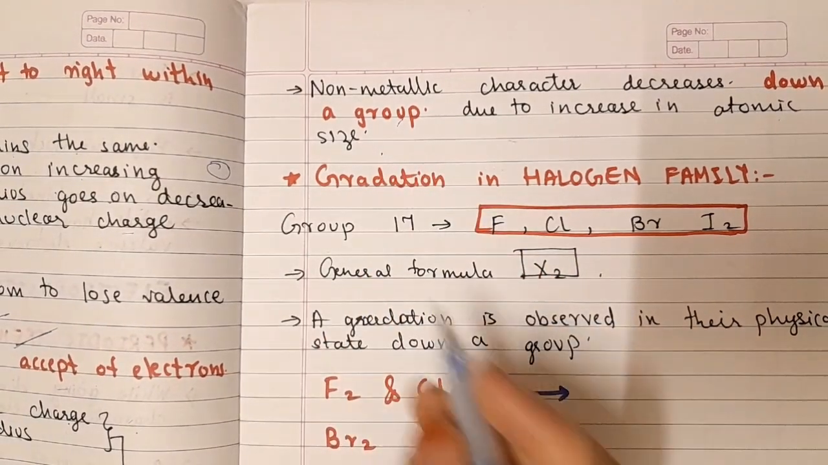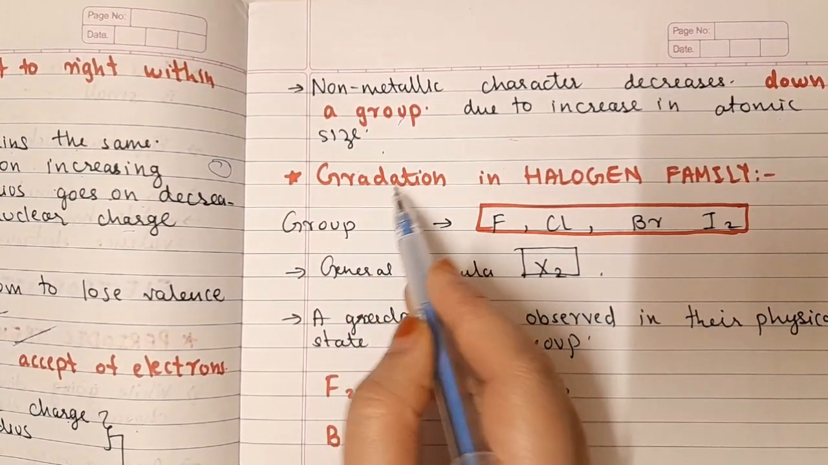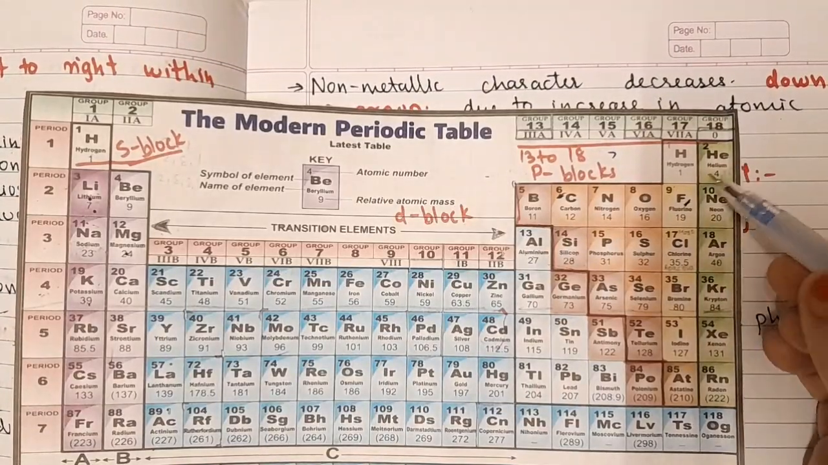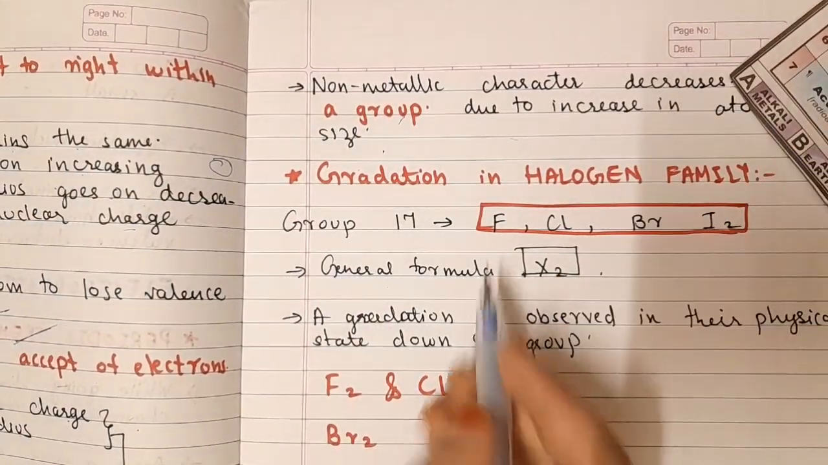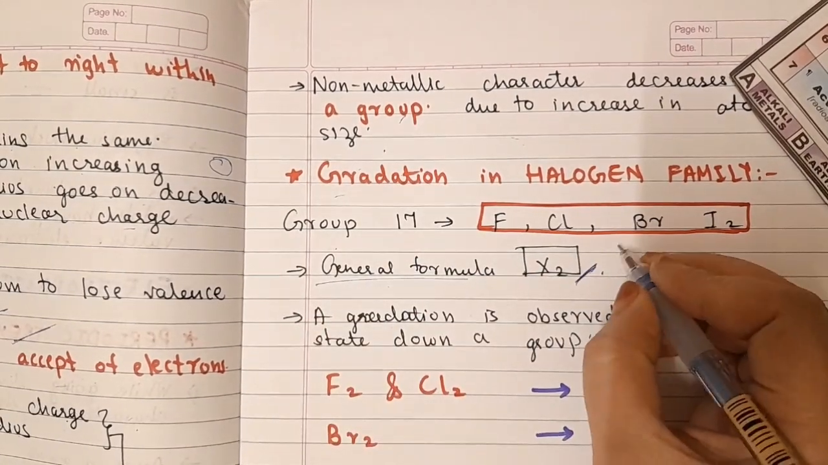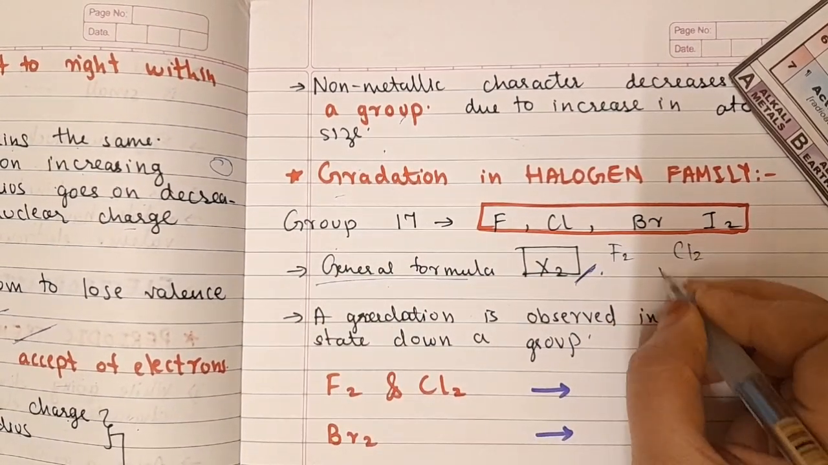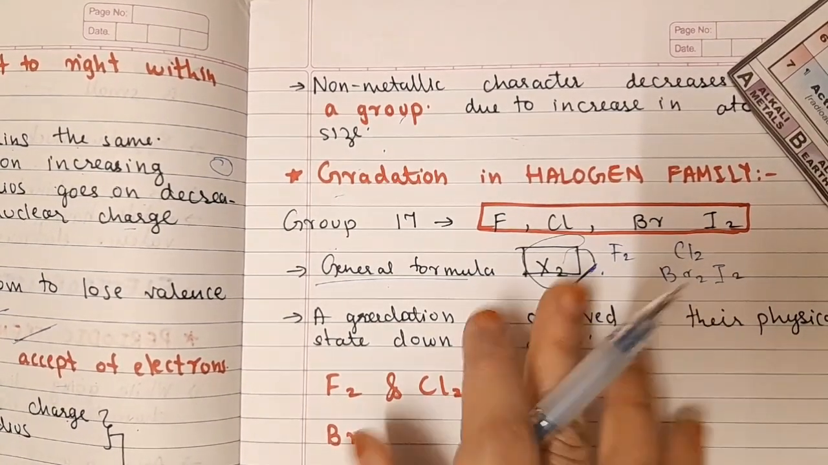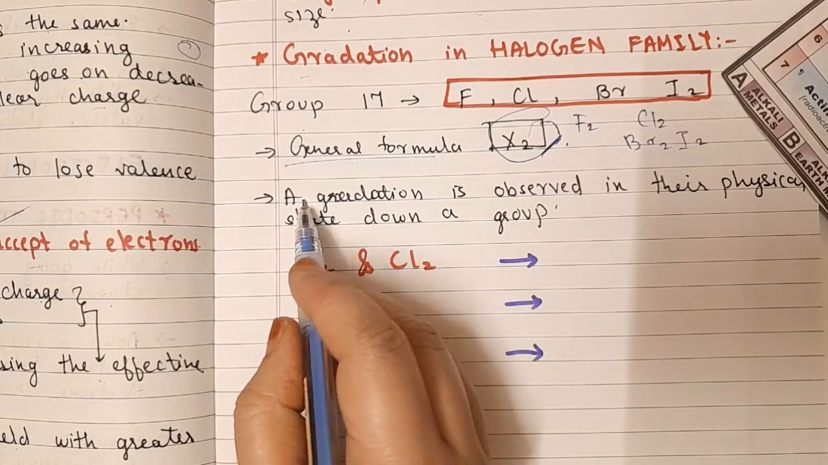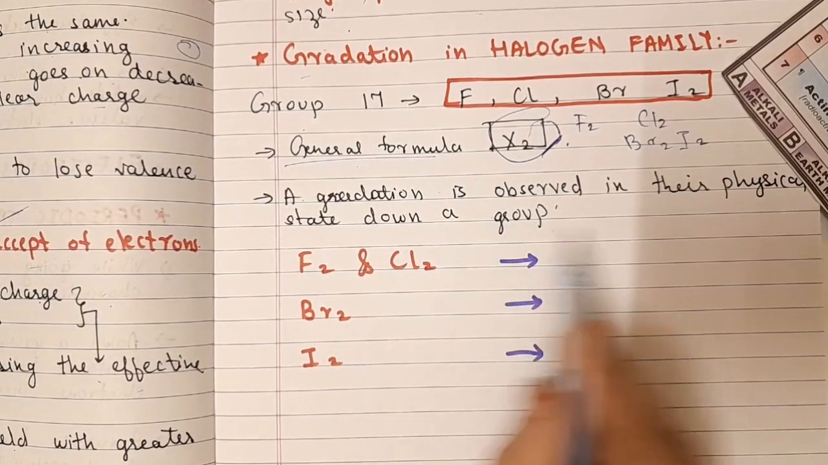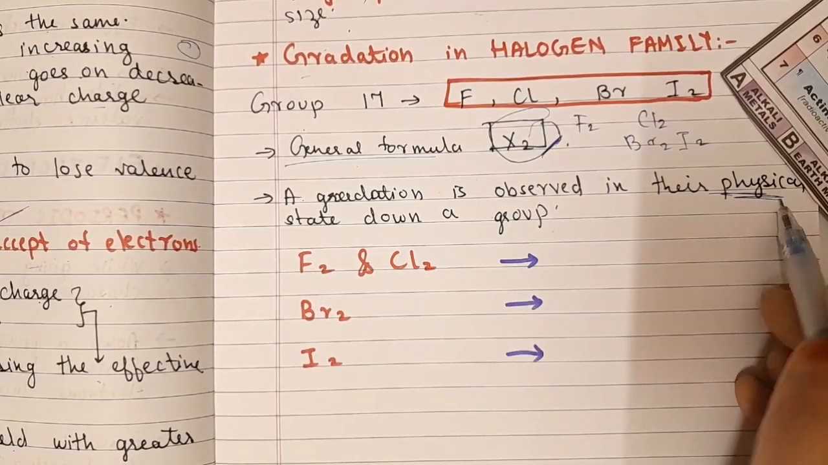Now the last topic we have to complete is gradation in the halogen family. The halogen family is the elements of group 17, like fluorine, chlorine, bromine, iodine. The general formula of the halogen family is X2, like F2, Cl2, Br2 and iodine I2. So this is the general formula of group 17 elements. Here a gradation is observed in their physical state down the group.